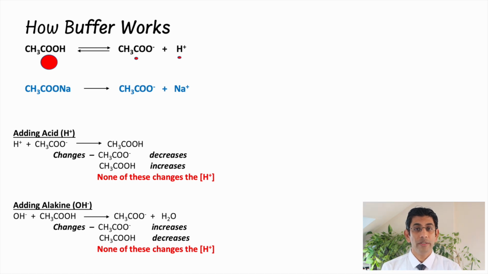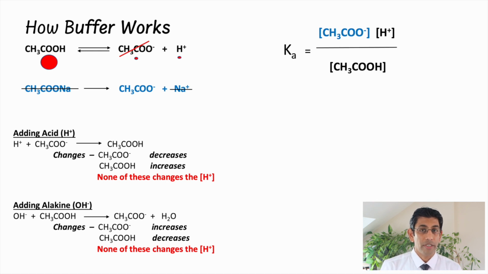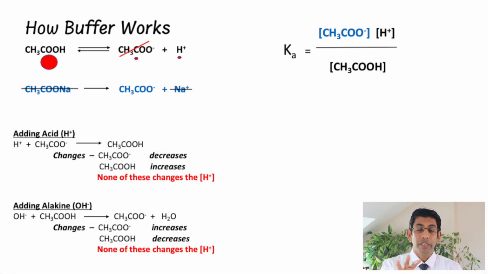We can use the Ka equation. Ka equals CH3COO minus ion concentration times H plus concentration divided by the CH3COOH concentration. The important point to note here, unlike weak acid calculations where we say the CH3COO minus ion concentration is equal to the H plus concentration, we cannot use that concept here. As you know, CH3COO minus came from the salt in the buffer solution, and the concentration of CH3COO minus ions is significantly more than the H plus concentration because it came from the salt, not from the weak acid.